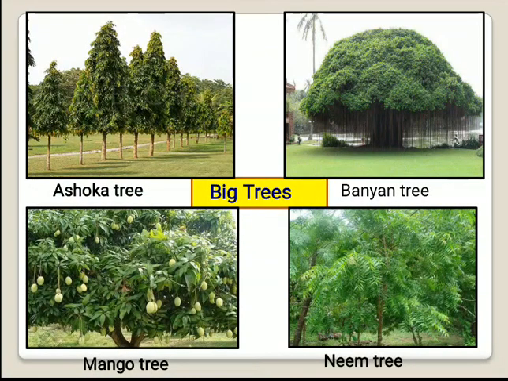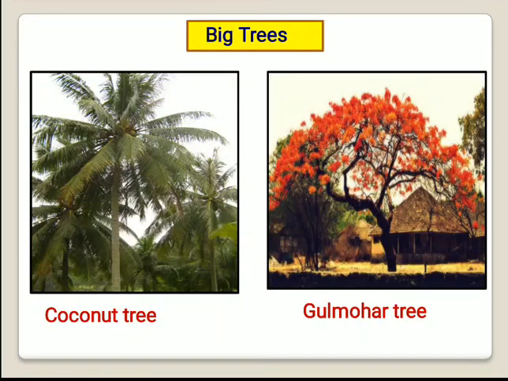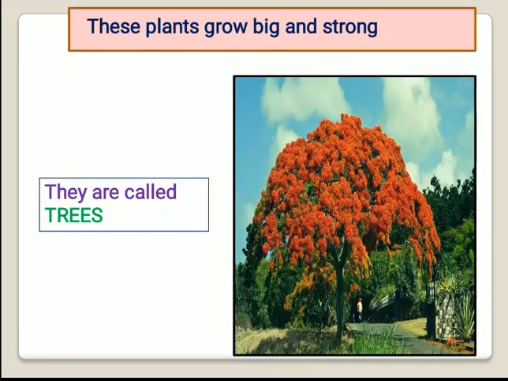See these pictures carefully. Ashoka tree, banyan tree, mango tree, neem tree. These trees are all very big. Look again at these pictures. Which are they? Yes, coconut tree, gulmohar tree. One common thing in all the pictures is that all the plants are very big and strong. So all the big and strong plants we call trees.